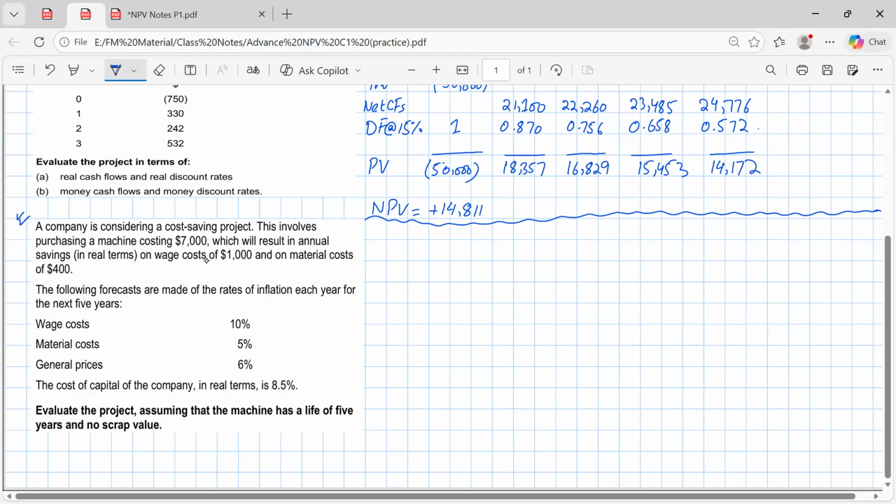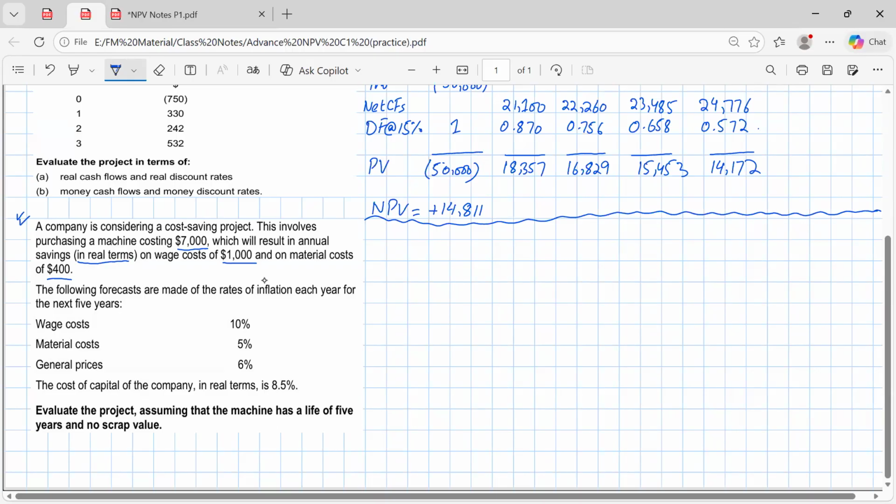A company is considering a cost saving project. This involves purchasing a machine costing 7,000, which will result in annual savings in real terms on wage cost of 1,000 and material cost of 400. So by making an investment, you are getting a saving of wages of 1,000 and material of 400. So these savings will be your cash inflow. The savings that you get from the project is your cash inflow. It's the benefit that you are getting, right? And these figures are given to you in real terms.